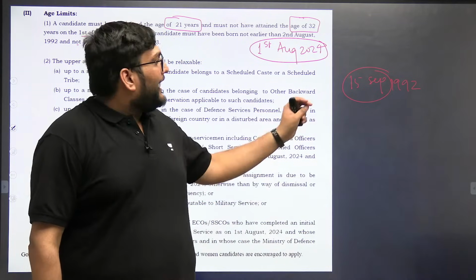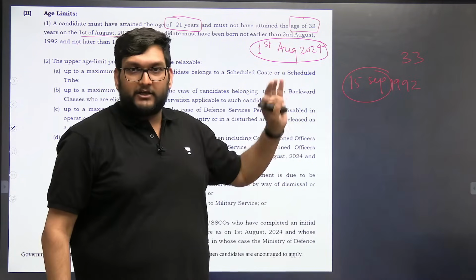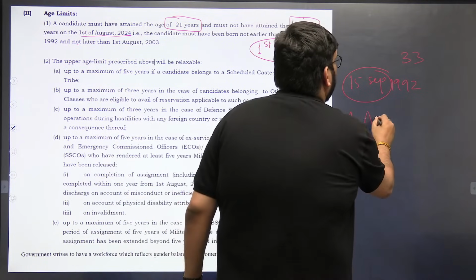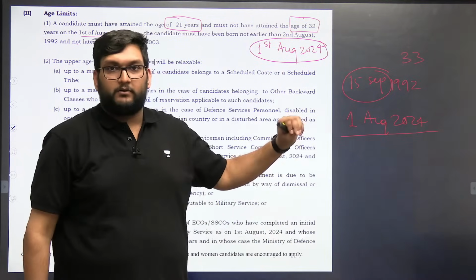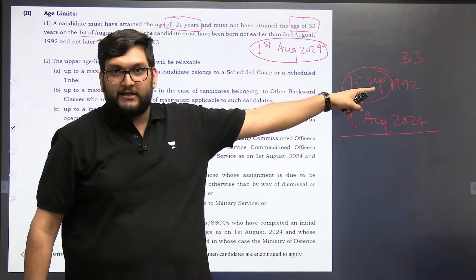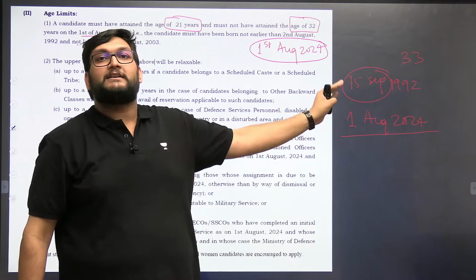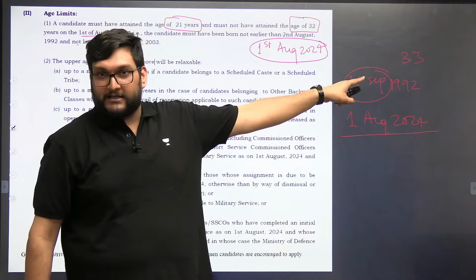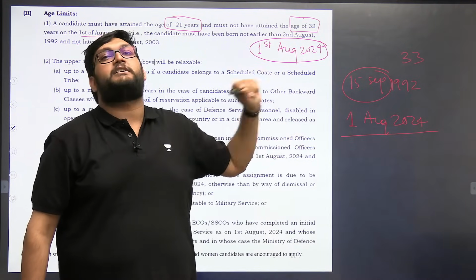Now, I'm going to become 33 on that date. But interestingly, on 1st August 2024, I will still be 32 only, because on 15 September I will become 33. So on 1st August 2024, I am 32 years and a certain number of days. Even though I'm going to become 33 this year, I will still be eligible to give the examination because I'm still counted as 32.